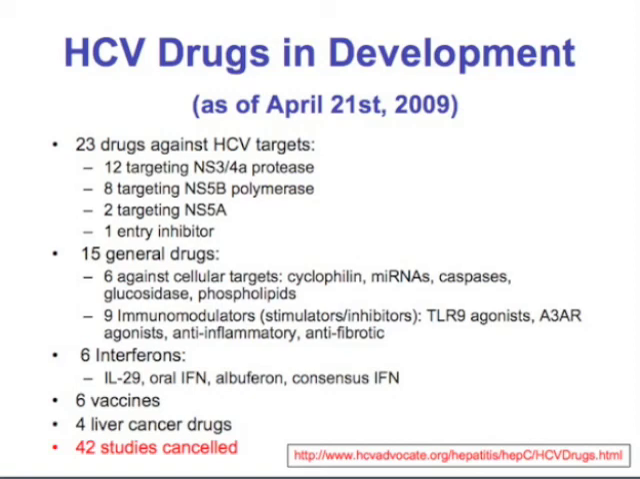So there's about 50 drugs in development, and what's interesting is about half of the studies, not these ones, but another 50% have been canceled. So this is a tough business.